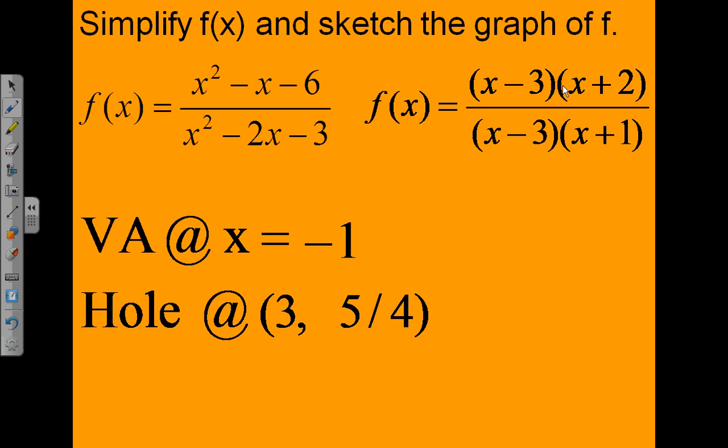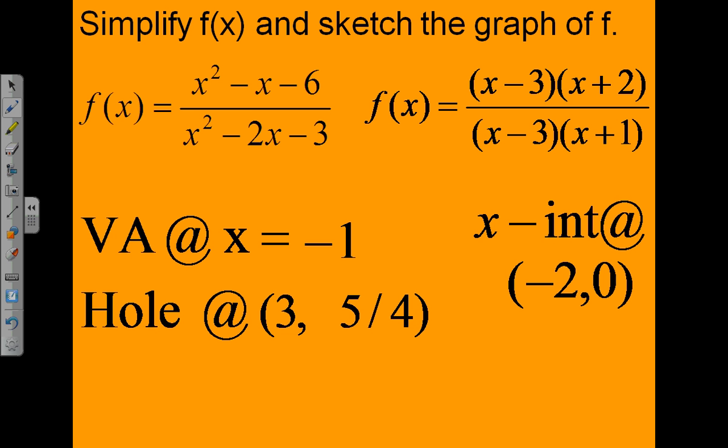Again, you cross off the factors just like taking a limit. Put 3 back in, you get 5/4. X-intercepts. That's obviously going to be negative 2. And then the y-intercept is obviously going to be, when you put 0 in for x, at 0, 2. Okay?